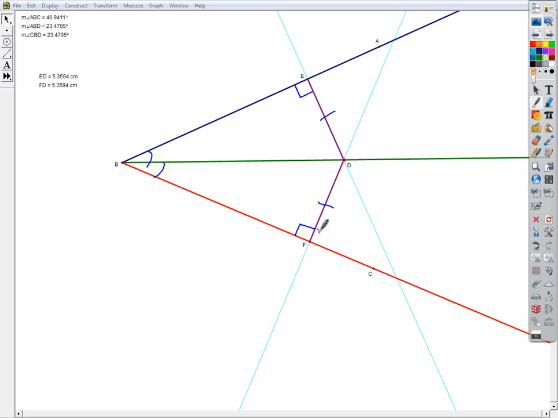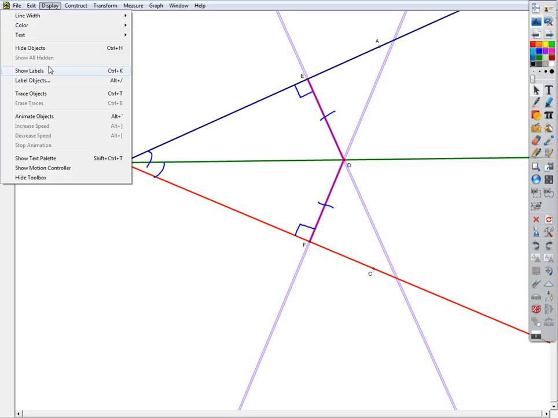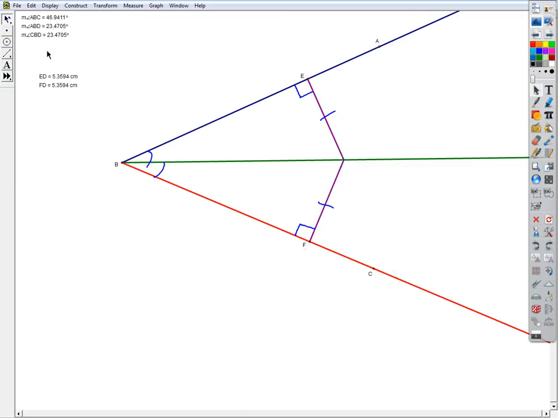What do you think? Should I hide? Is this getting a little... Here, let me hide some stuff. How about if we go... Oops. Let's hide this and that. Might help a little bit. So now we're just looking at kind of this triangle and this triangle, aren't we?